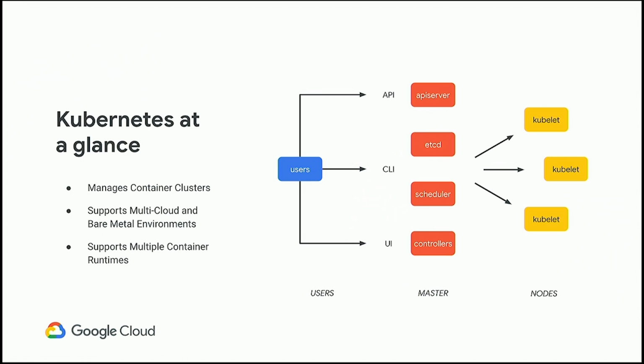All right, so briefly about Kubernetes. At a glance, this is the representation of the architecture of Kubernetes. It helps you manage container clusters, supports multi-cloud and bare metal environments, and supports multiple container runtimes. There are also several additional benefits you get out of running GKE on Google Cloud, including auto-scaling and auto-healing.